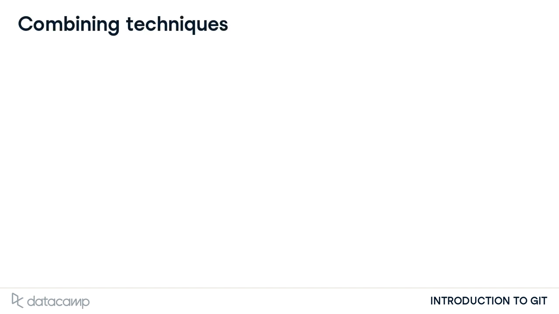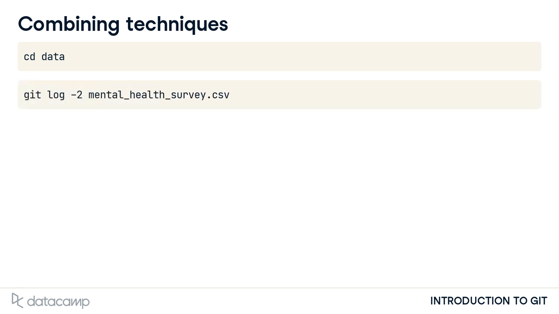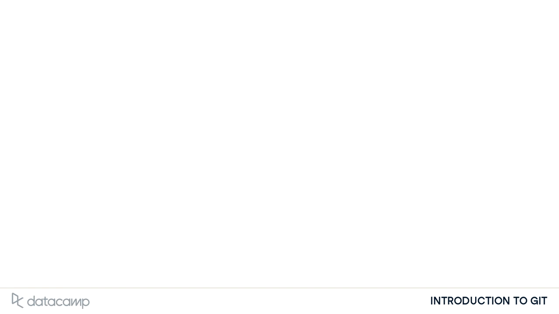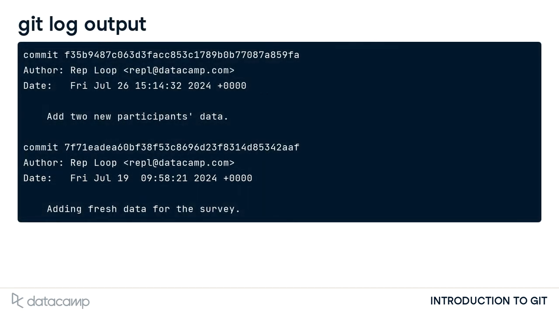We can even combine these two techniques. Here, we change into the data directory and display our CSV file's 2 most recent commits. We see both of these commits added more data to the file.